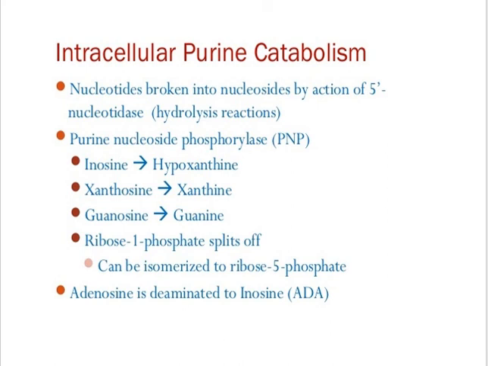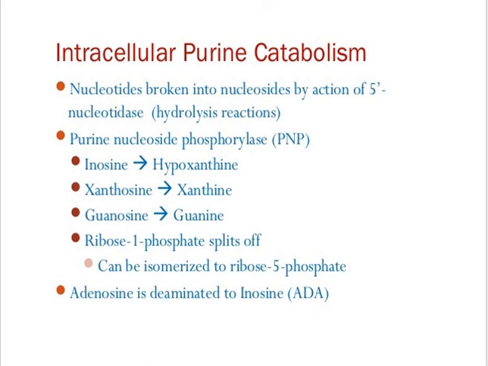The purine nucleotides catabolism starts with the removal of phosphoryl groups from the nucleotides, and this removal of phosphoryl groups is catalyzed by the enzyme nucleotidase. Then after the removal of phosphoryl groups, the remaining compounds are the purine nucleosides. Then the purine nucleosides are further degraded into its components, that are the purine bases and the ribose sugar.